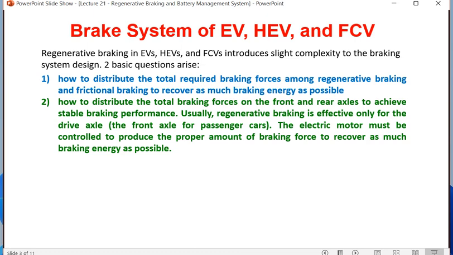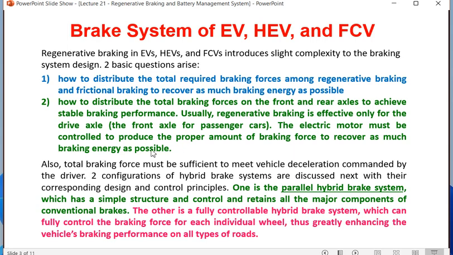Usually regenerative braking is effective only for the drive axle, that is the front wheel of the passenger cars. In the back side we don't have regenerative braking. Electric motor must be controlled to produce the proper amount of braking force to recover as much braking energy as possible. Now this is the conclusion which we had seen in the previous class. It is saying that braking force must be sufficient to meet the vehicle deceleration commanded by the driver. So depending on how hard the driver pushes the brake pedal, the vehicle stops within a very short distance, or within a very short duration. So how much brake force is applied by the driver, depending on that the vehicle should stop.